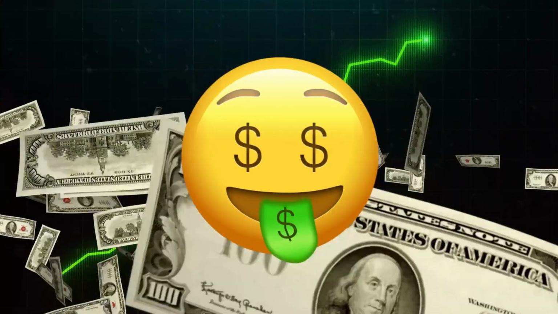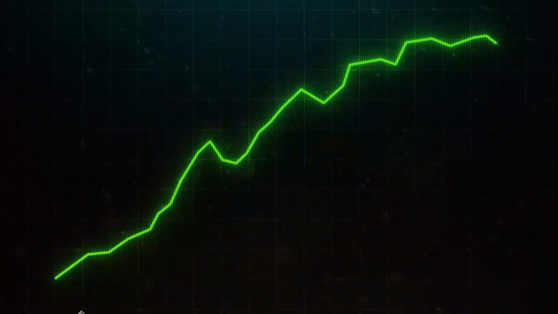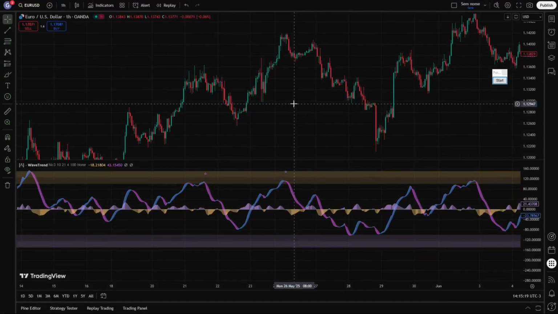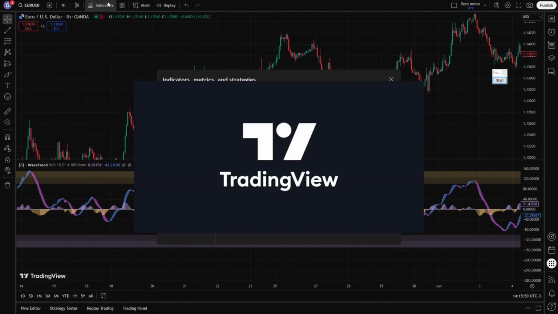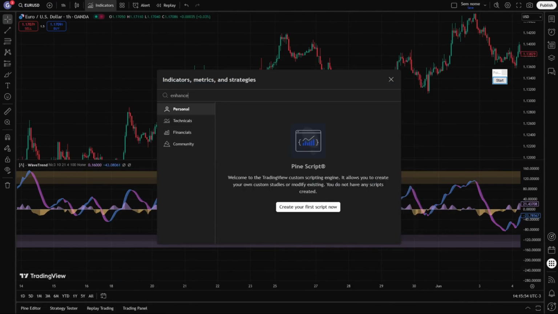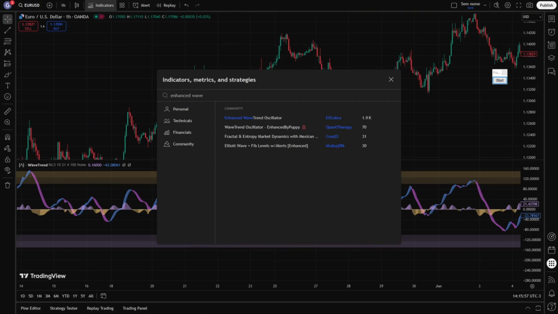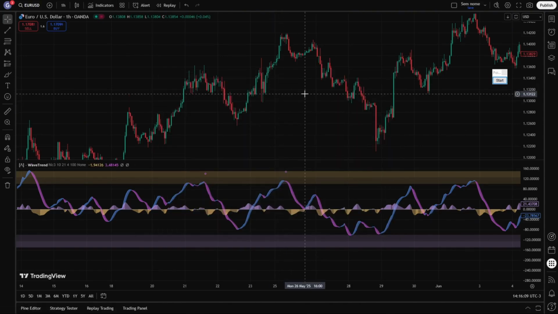The indicator we're going to use is the Enhanced WaveTrend Oscillator, an improved version of the classic WaveTrend. To add it to your chart here on TradingView, go to the Indicators tab. Search for the word Enhanced Wave, and it will show up here. Choose the option by Helicobra, click on it, and that's it. The indicator will now appear on your screen.